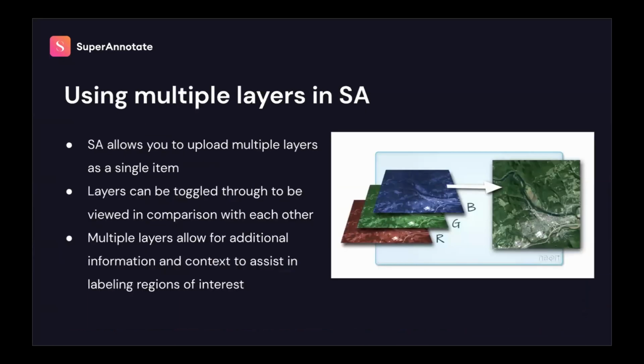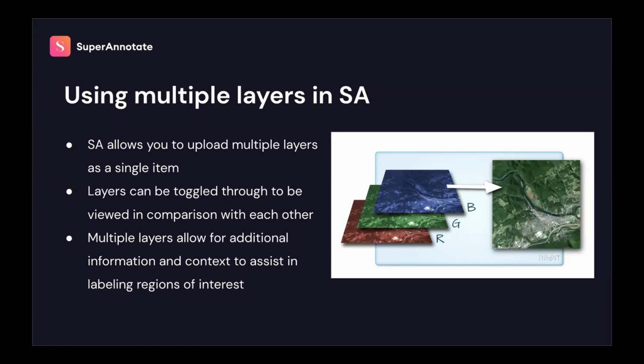I'm going to jump into multiple layers now. So when you have multiple layers, we support that in our platform. You can upload all the layers for one particular image as one item. And when we do that, we can then toggle through each layer to compare amongst the different layers that we have for different information that they'll show us. So each layer has additional information and context that can assist the labelers in labeling.